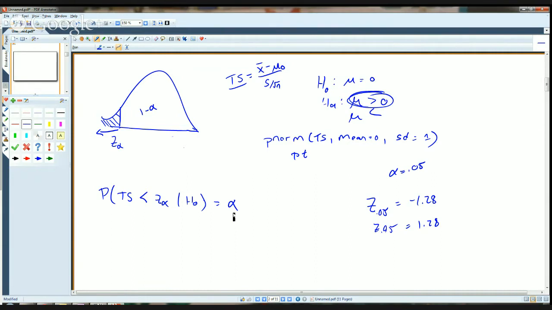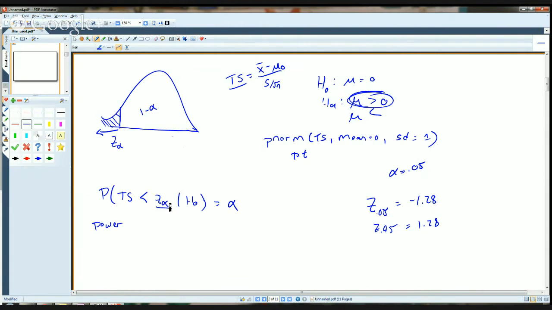But the problem is, here, the power would be very bad. The power would be really bad. So that's what you screw up if you use the wrong quantile when you're doing a rejection region. You screw up the power of the test, but you actually have the correct type 1 error rate.